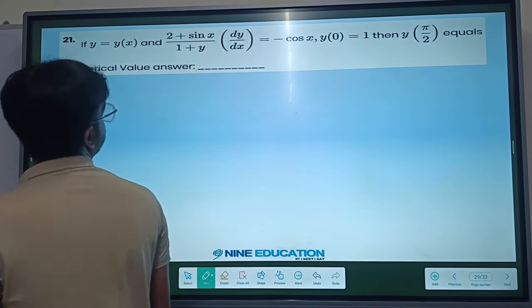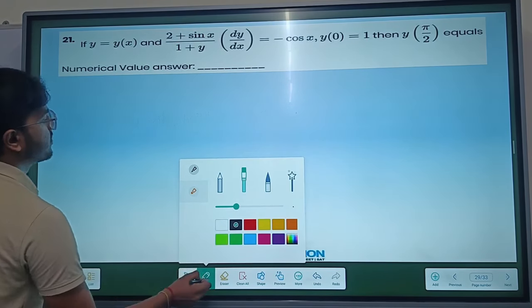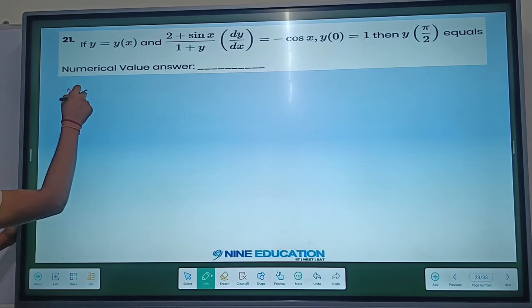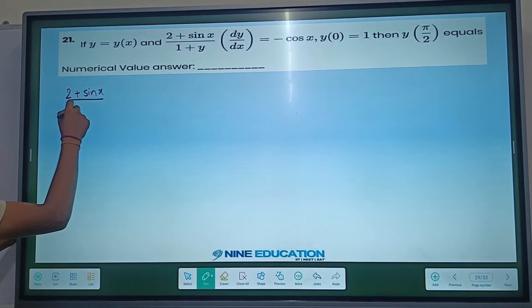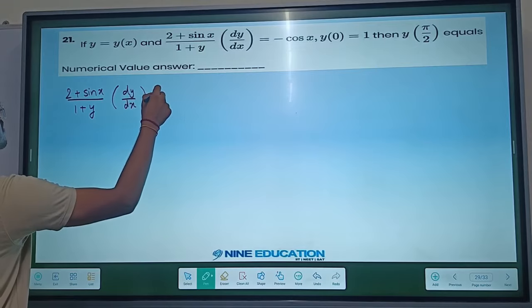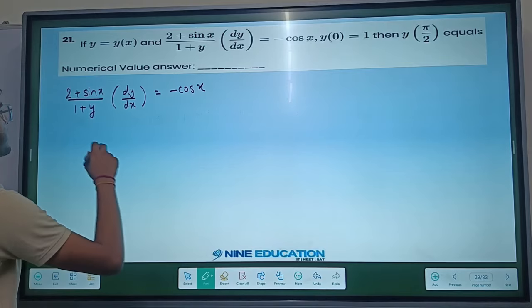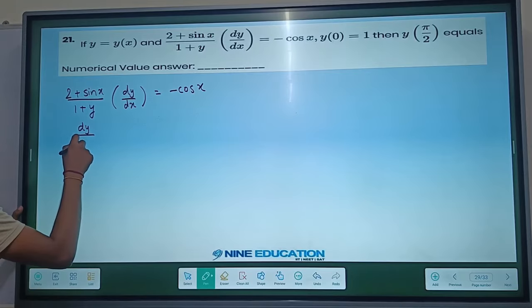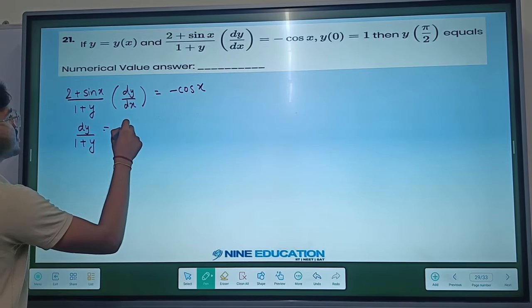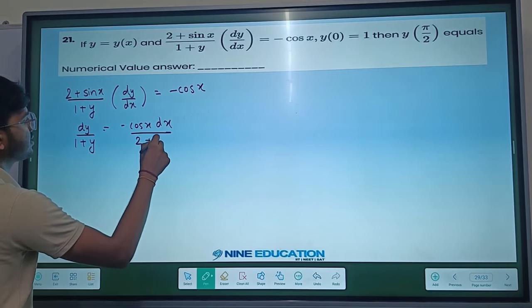So the first question, of differential equation: we have (2 plus sin x) divided by (1 plus y) into dy by dx equal to minus cos x. Let's separate them. It is very simple, variable separable. dy by (1 plus y) equal to minus cos x dx by (2 plus sin x).